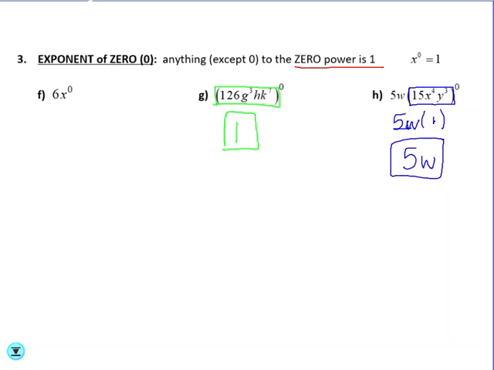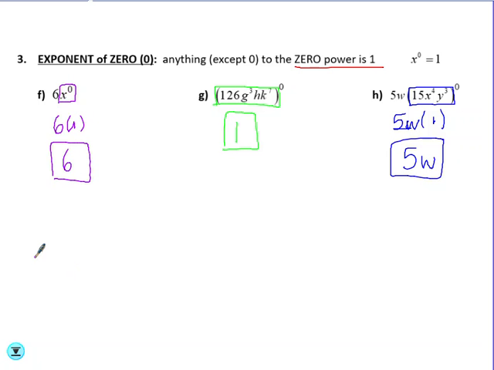So now let's go ahead and go back to example F. We have 6x to the 0 power. So let's ask ourselves, is the 6 raised to the 0 power? No. Only the x is raised to the 0 power. So this part of our expression is equal to 1. We still have a 6, so we just have 6 times 1, which is 6.